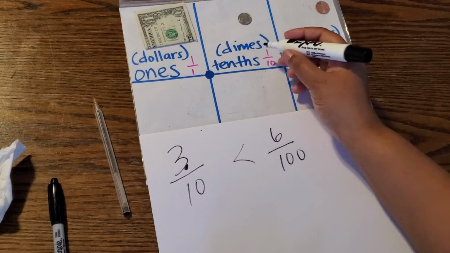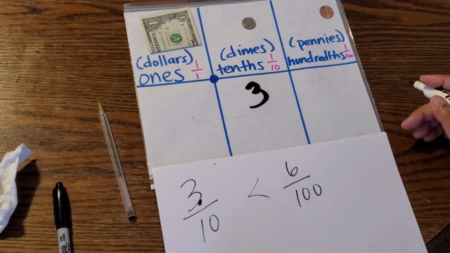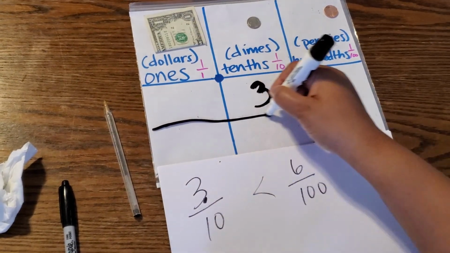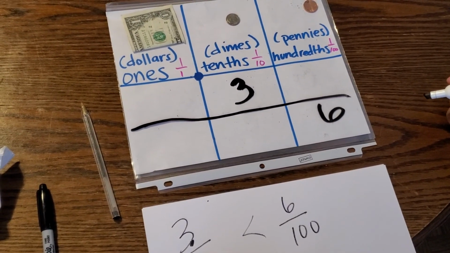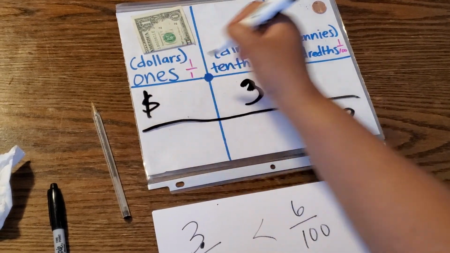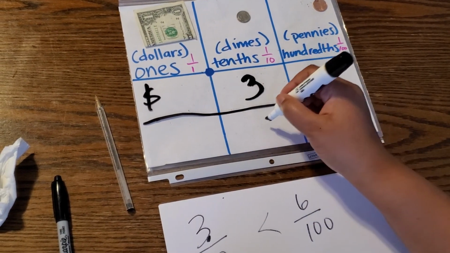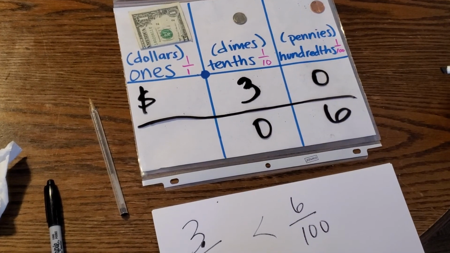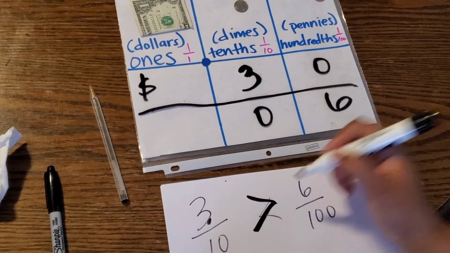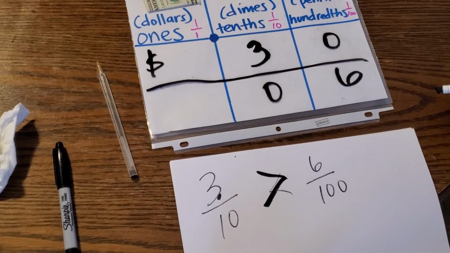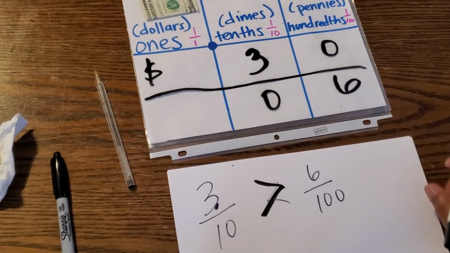So 3/10, because tenths are here, I would put a 3 in the tenths place. 6/100 would mean there was a 6 in the hundredths place. So if this was money, this value would be essentially 30 cents, and this value would be 6 cents, which is not the same. So in reality, 3/10 is bigger than 6/100. So it's really helpful to use your place value chart so you don't make those mistakes.